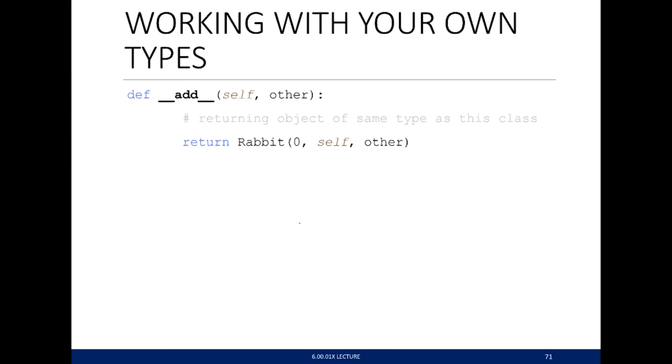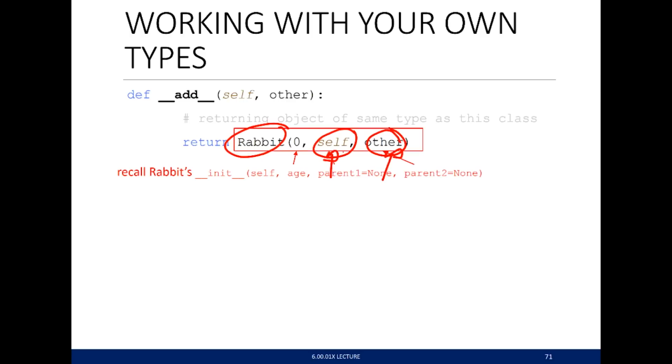And that new rabbit has two parents. This particular rabbit and whoever that other rabbit is. It's another way of saying I'm going to let the rabbits mate. And I'm going to create a new rabbit with that call to rabbit right here with parent 1 and parent 2. Let's look at an example of that.